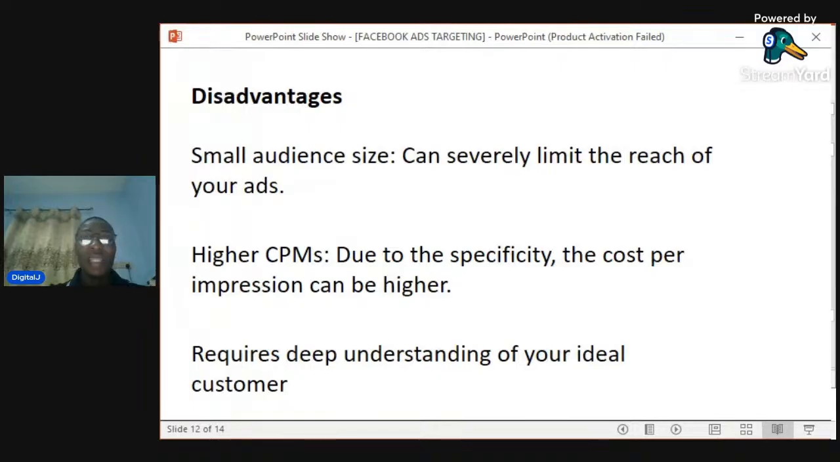How can I make sure that these are my ads? How can I make sure that this is my image, or that this my video works perfectly for them? You need to ask yourself those deep questions. You need to do the research, and it is very important.